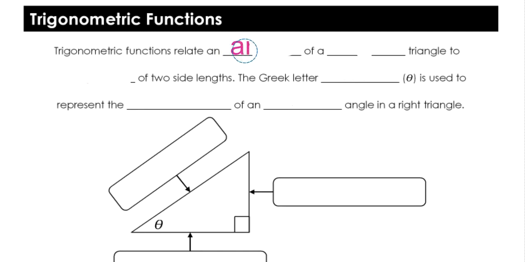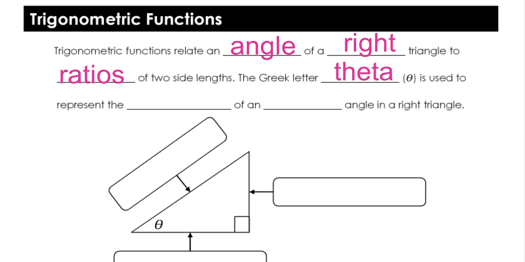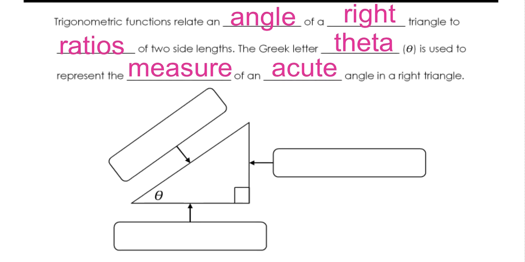These are functions that relate an angle of a right triangle to the ratios, so looking at fractions of two side lengths. So we have a right triangle, you can see it in the picture below, and we use trig functions to relate the angle to the ratio of two sides that are near it. We use the Greek letter theta, which is that kind of oval with a line through it, to represent the measure of acute angles in the right triangle. So again, we kind of have an example here of what's going on.